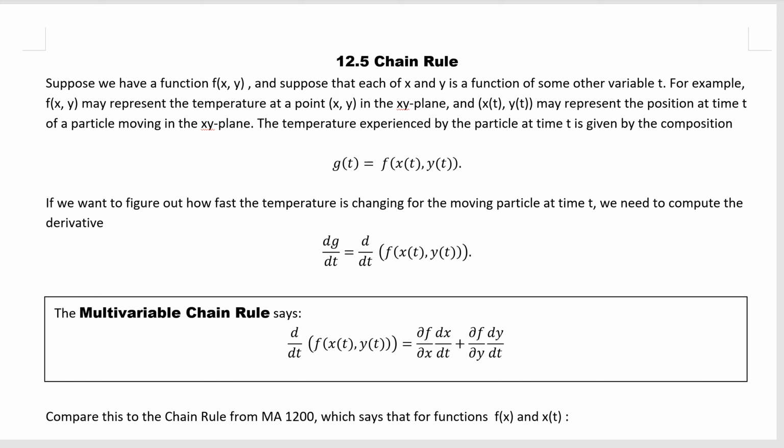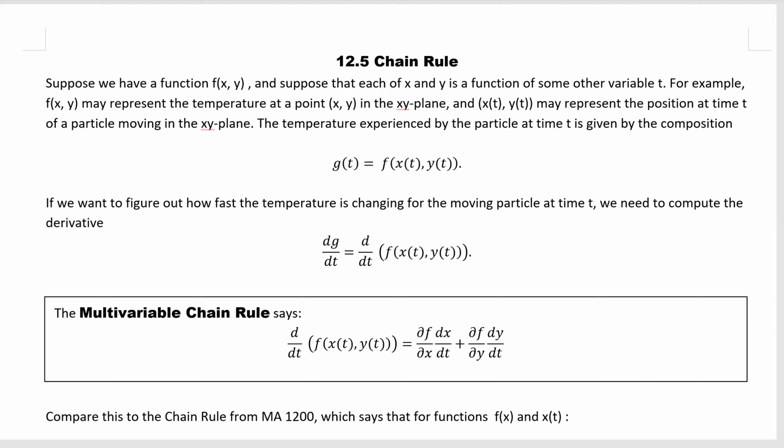Then the temperature experienced by the particle at time t is given by the composition, okay? g of t is f of x of t, y of t. If we want to figure out how fast the temperature is changing for the moving particle at time t, we will need to compute the derivative of g with respect to t. Okay, so here we're gonna have the multi-variable chain rule.